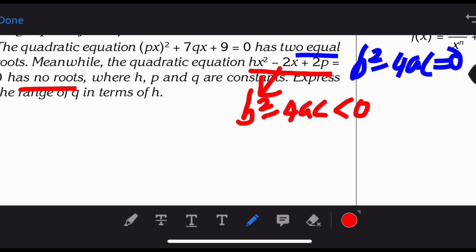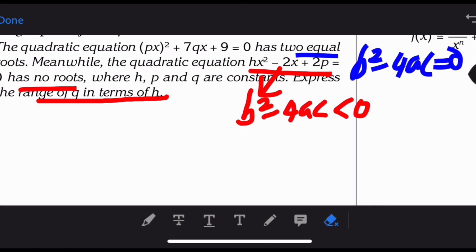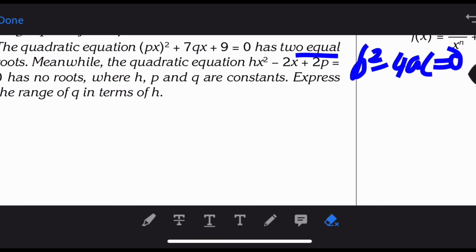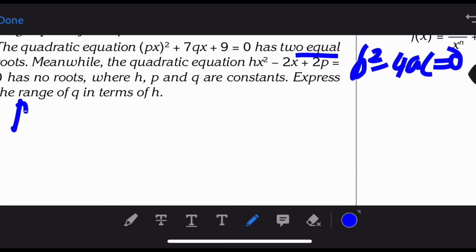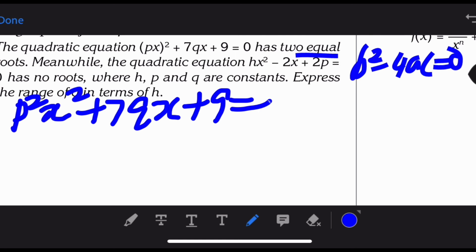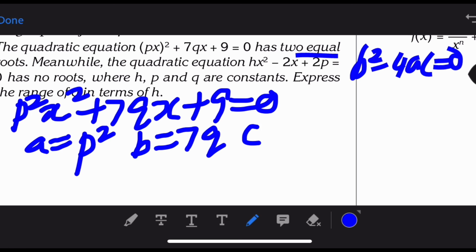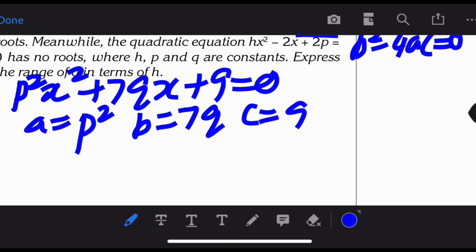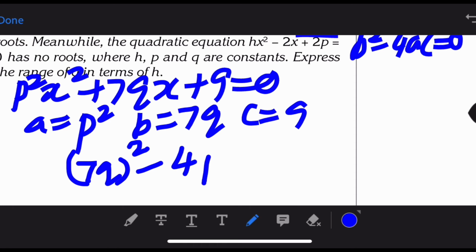Okay, then express the range of q in terms of p. Wow, this is not easy. So we do the one with the equal root first. So for this one, p squared x squared plus 7qx plus 9 has equal roots, right? So a is p squared, b is 7q, c is 9. So b squared minus 4ac: (7q) squared minus 4 p squared times 9 equals 0.